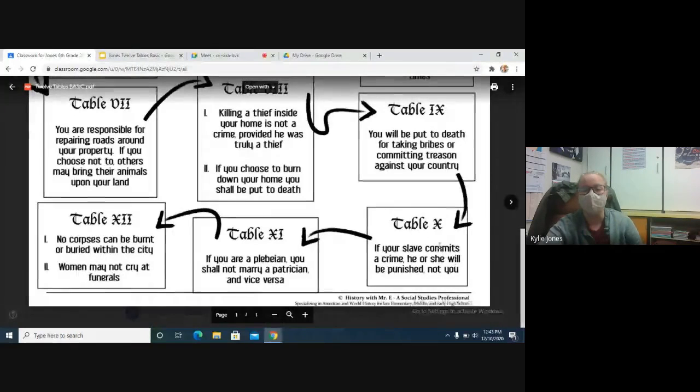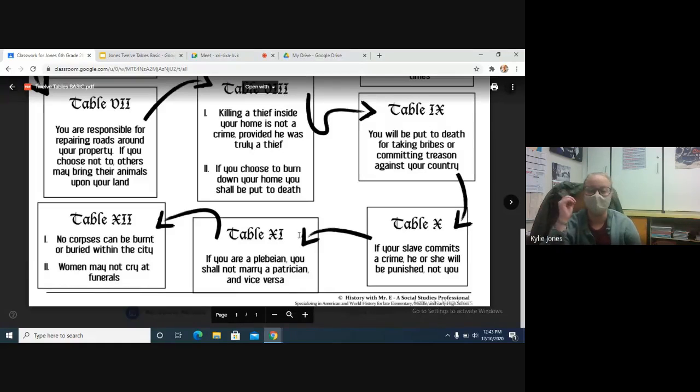Table number 10 says, if your slave commits a crime, he or she will be punished, not you. So if you own slaves and they do something that's against the law, they will be punished, not you. Which I guess is actually fair for once. You could just be like, go do that for me. Maybe. Yeah.